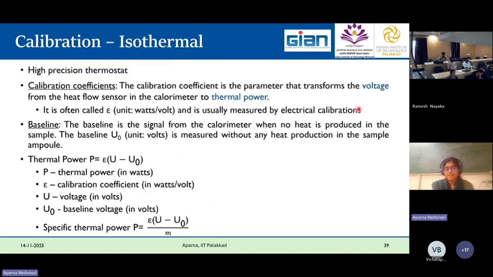Coming to the calibration, it is important for us to understand what calibration is and how we do that. Here we confine our discussion to the isothermal calorimeter only. Since we are trying to maintain the temperature of the system at a constant level, a high precision thermostat is always required. It is also good to maintain the temperature of the room at a constant level so that the load on the thermostat would be minimized. And there are certain calibration coefficients. The calibration coefficient, often given in terms of epsilon, helps us to transform the voltage obtained from your heat sink to the equivalent thermal power. It is measured by electrical calibrations, and this calibration should be done on a regular basis.